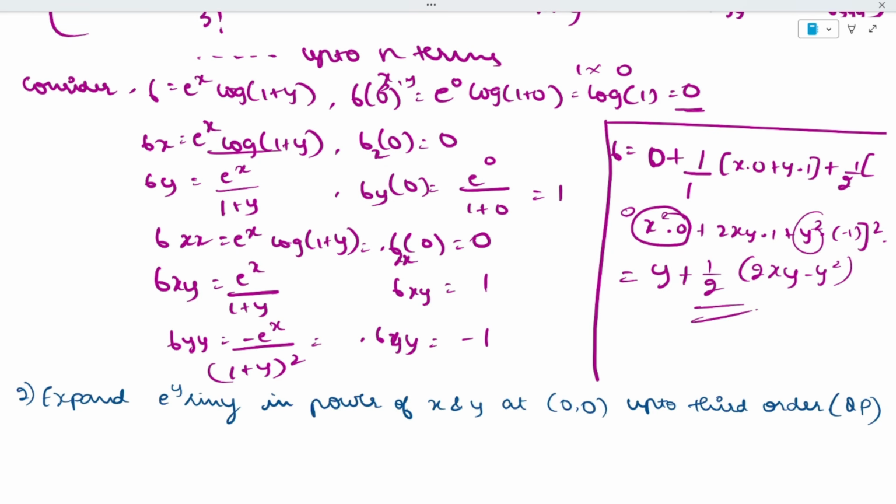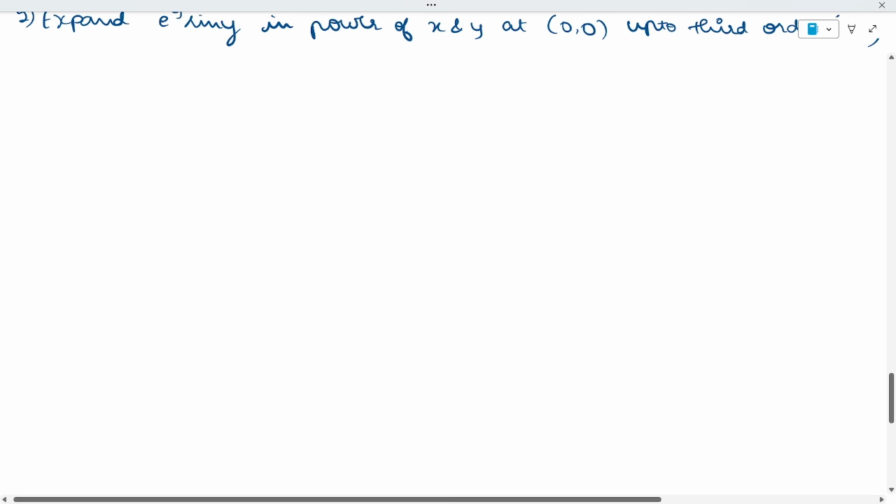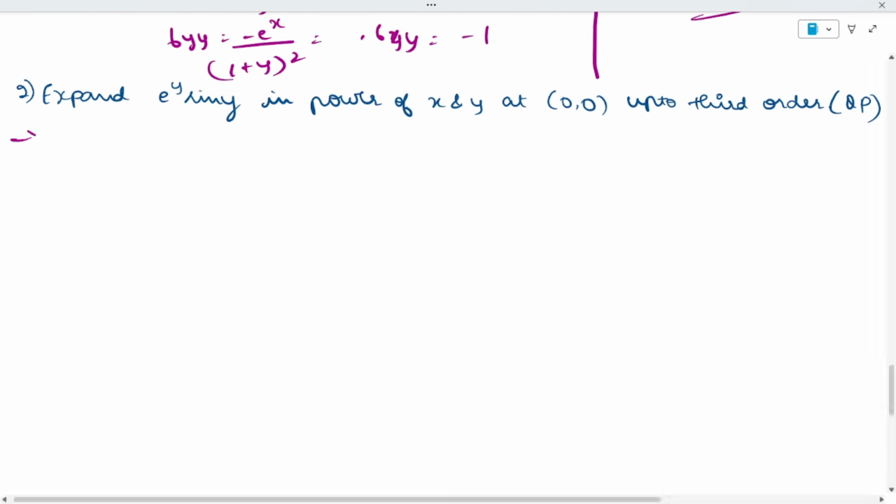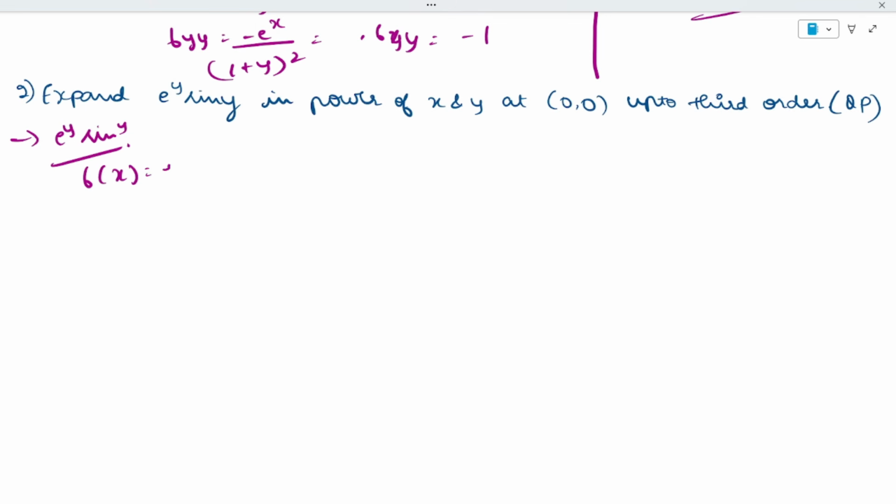Now if you see the next question, what they have given is e power x sine y. They have given particular points, 0, 0, up to third order. Now if you want to do this, first write the function f of x, y equal to e power x sine y.